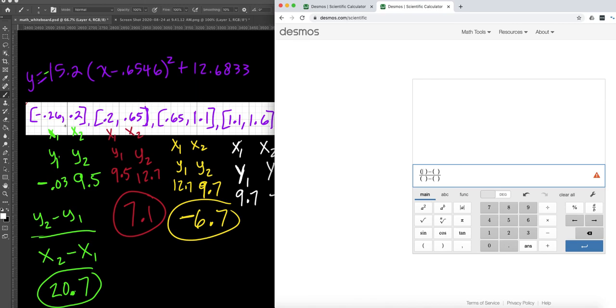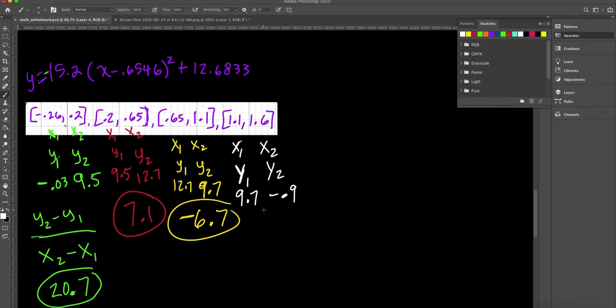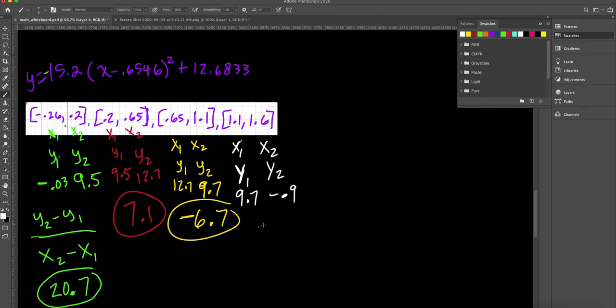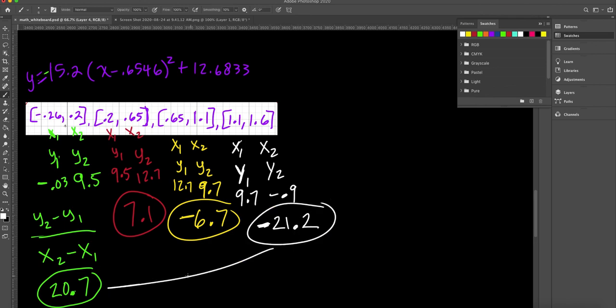Okay, so once again, we're using this y2 minus y1. And so my y2 was negative 0.9. And then 9.7. And then x2 is 1.6. And then 1.1. Negative 21.2. And we see that these were close, but not the same. They should be close, but opposite signs.